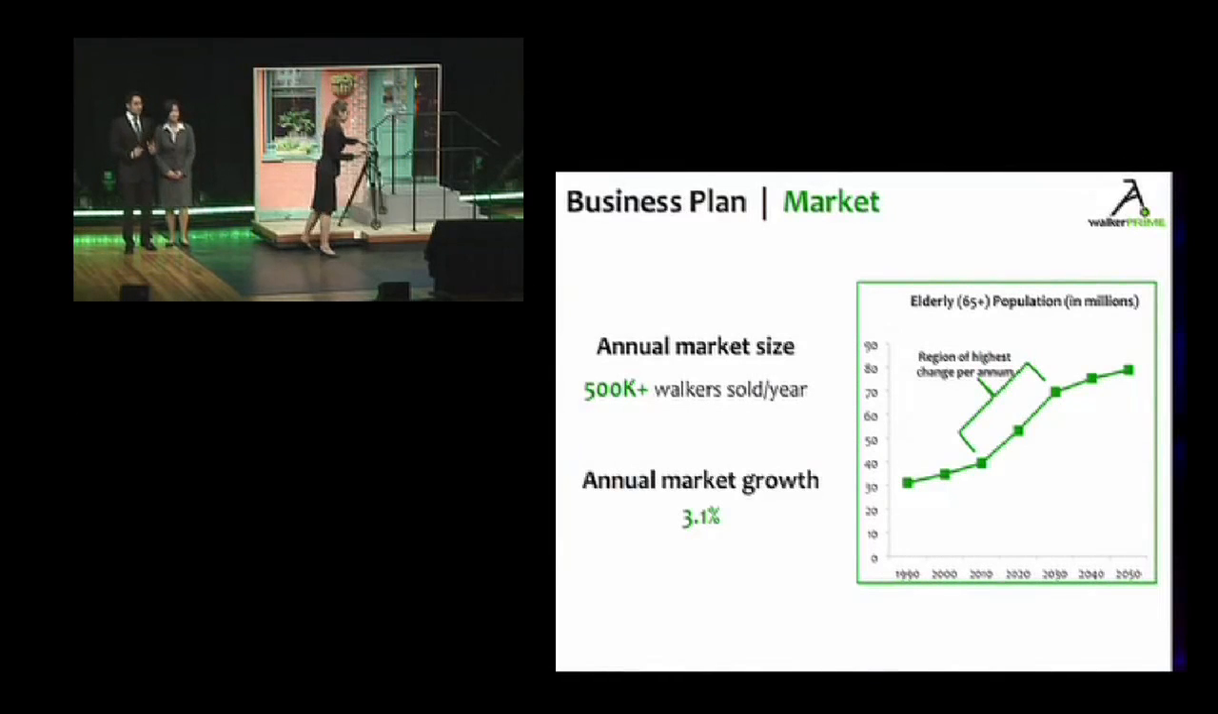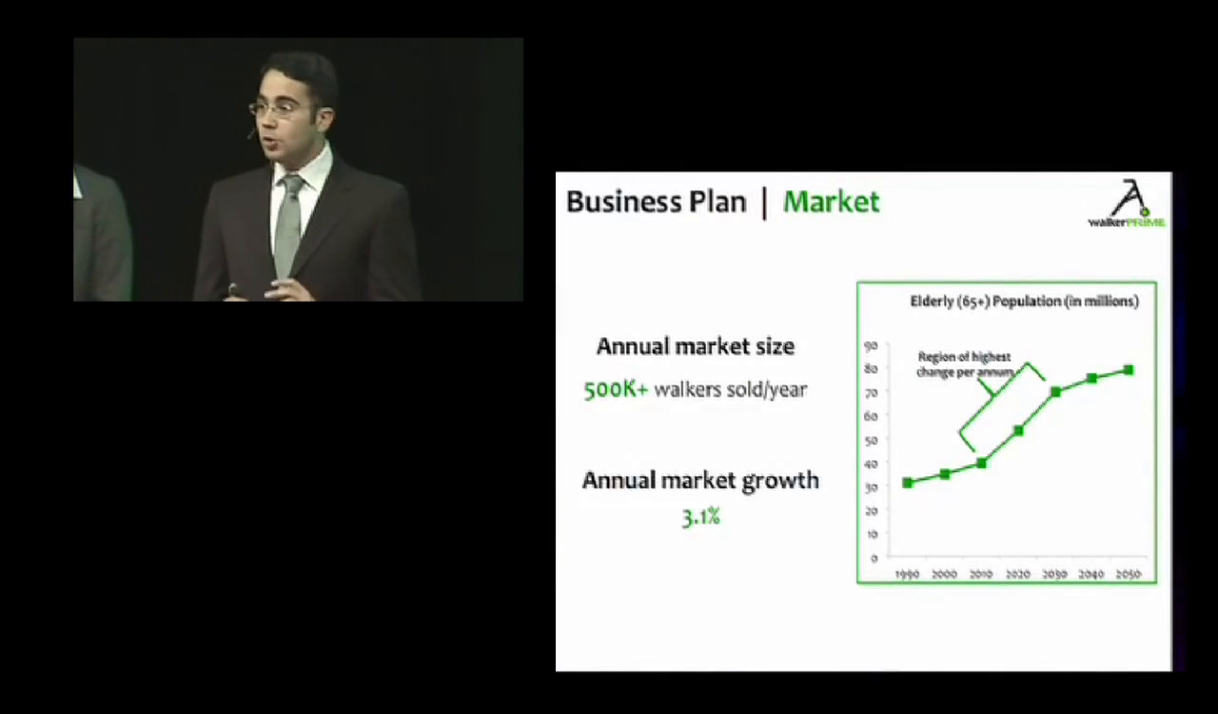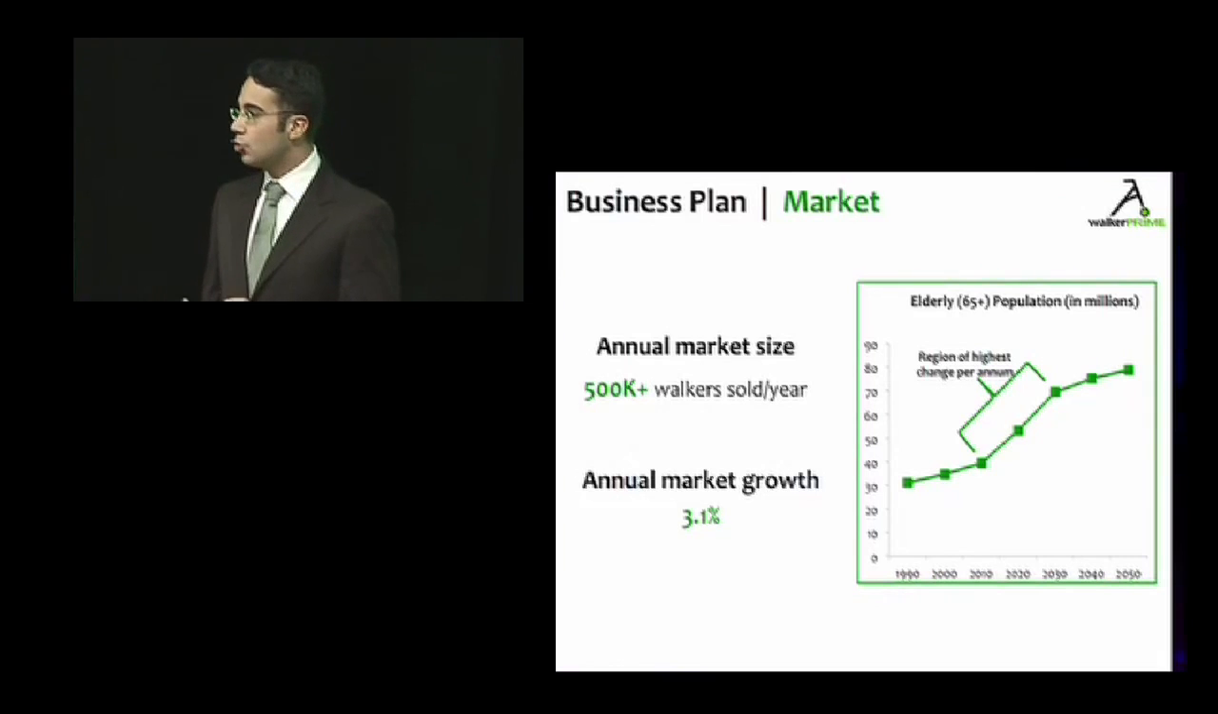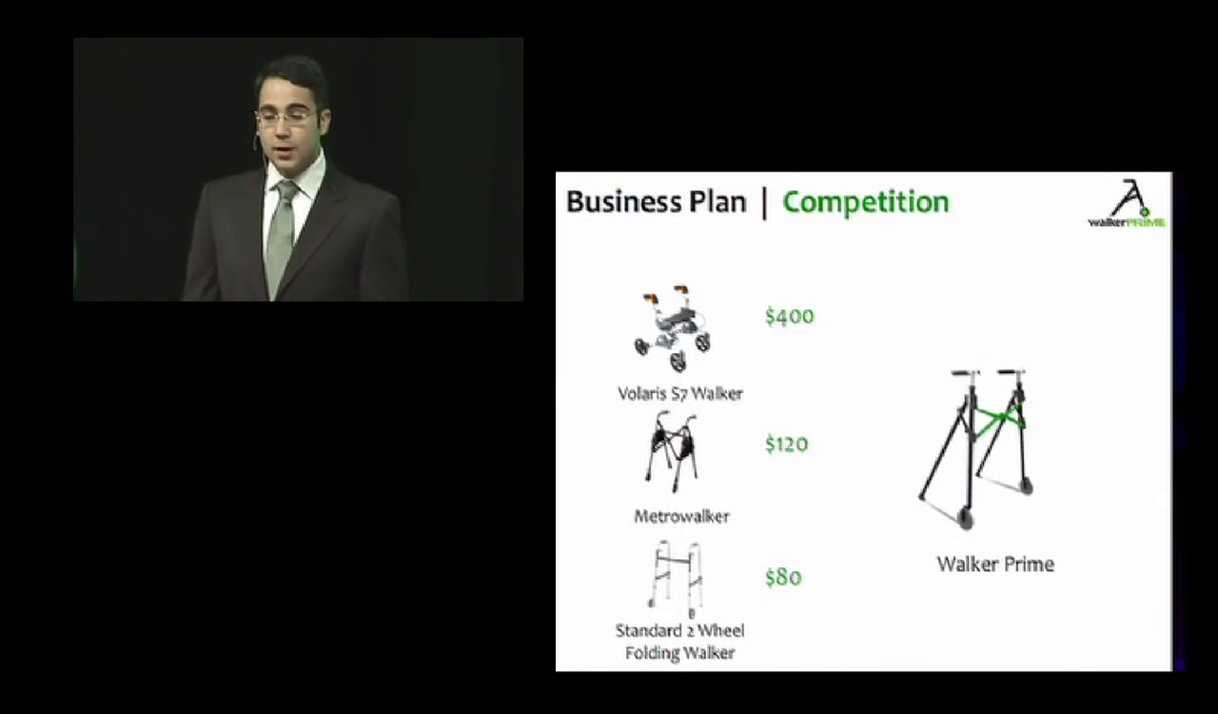The walker market is an attractive one, not only because of its size, but also because of its growth. In the US alone, 500,000 walkers are sold each year. Additionally, this is a rapidly growing market, with the elderly population expected to grow by 3.1% each year for the next 10 years. Looking at the current products on the market, they range from simple standard folding walkers, selling at around $80, to higher-end products, which sell at $400 and over. However, none of these products have the maneuverability of a cane. Walker Prime does. Our suggested retail price is $200.